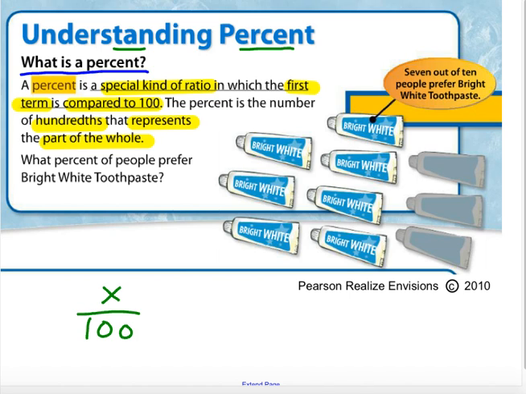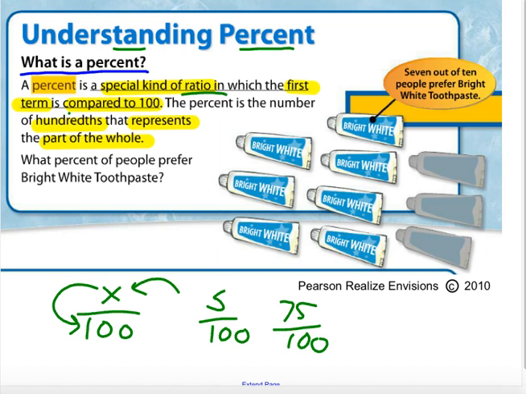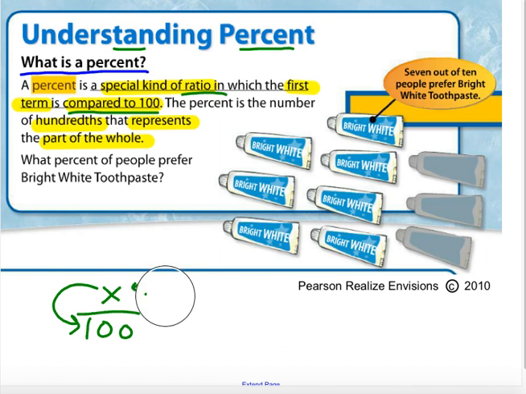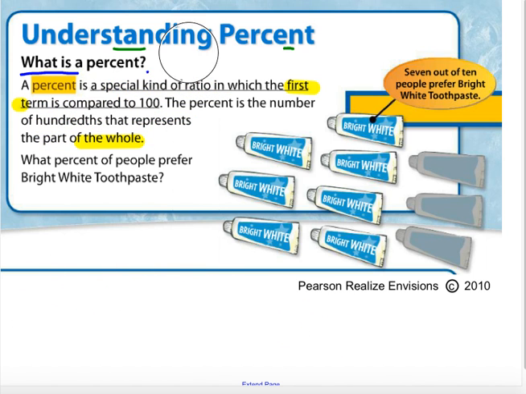Okay, that amount could be any amount. It could be 5 out of 100. It could be 75 out of 100. Okay, so when we talk about our ratio, we're basing it on some term compared to 100. Okay? So everything would then need to be converted to 100. All right? Now, the book then gives us a situation.